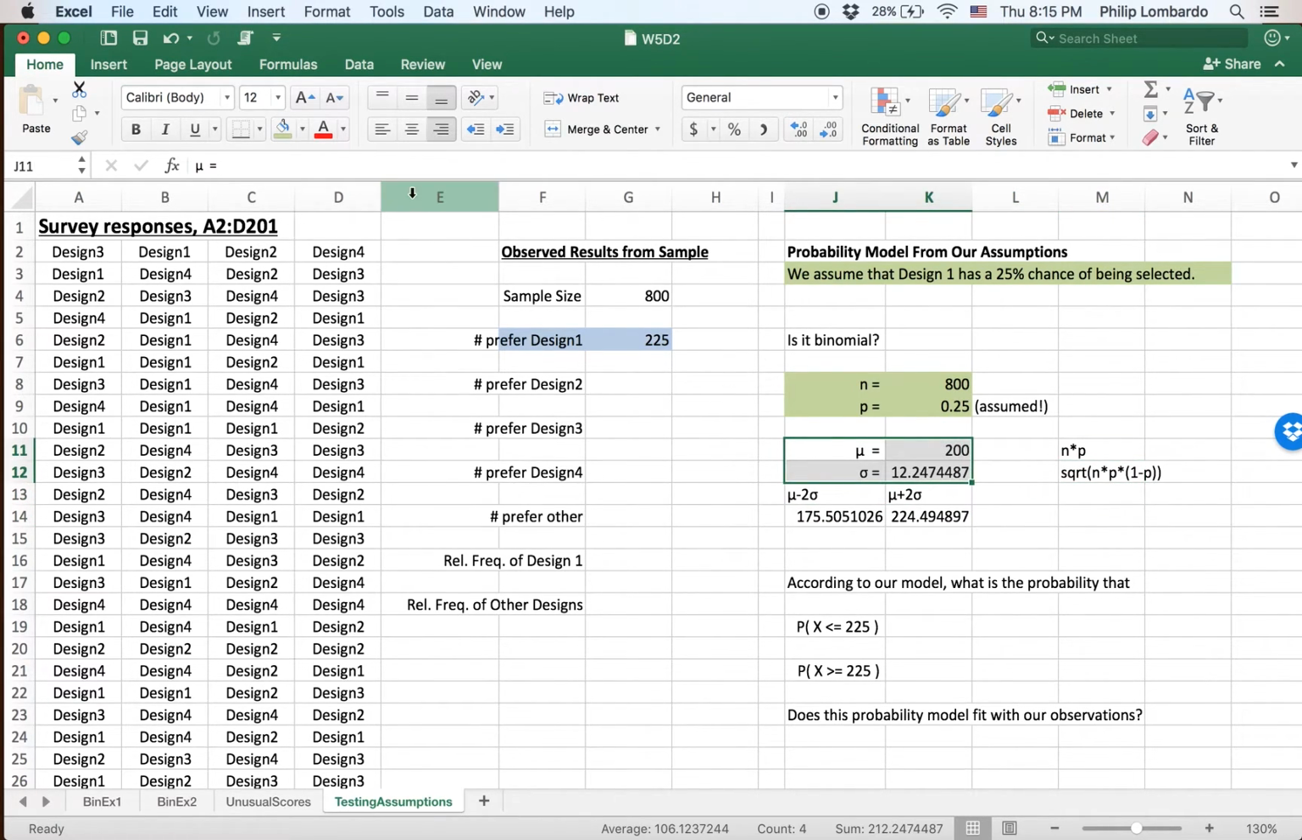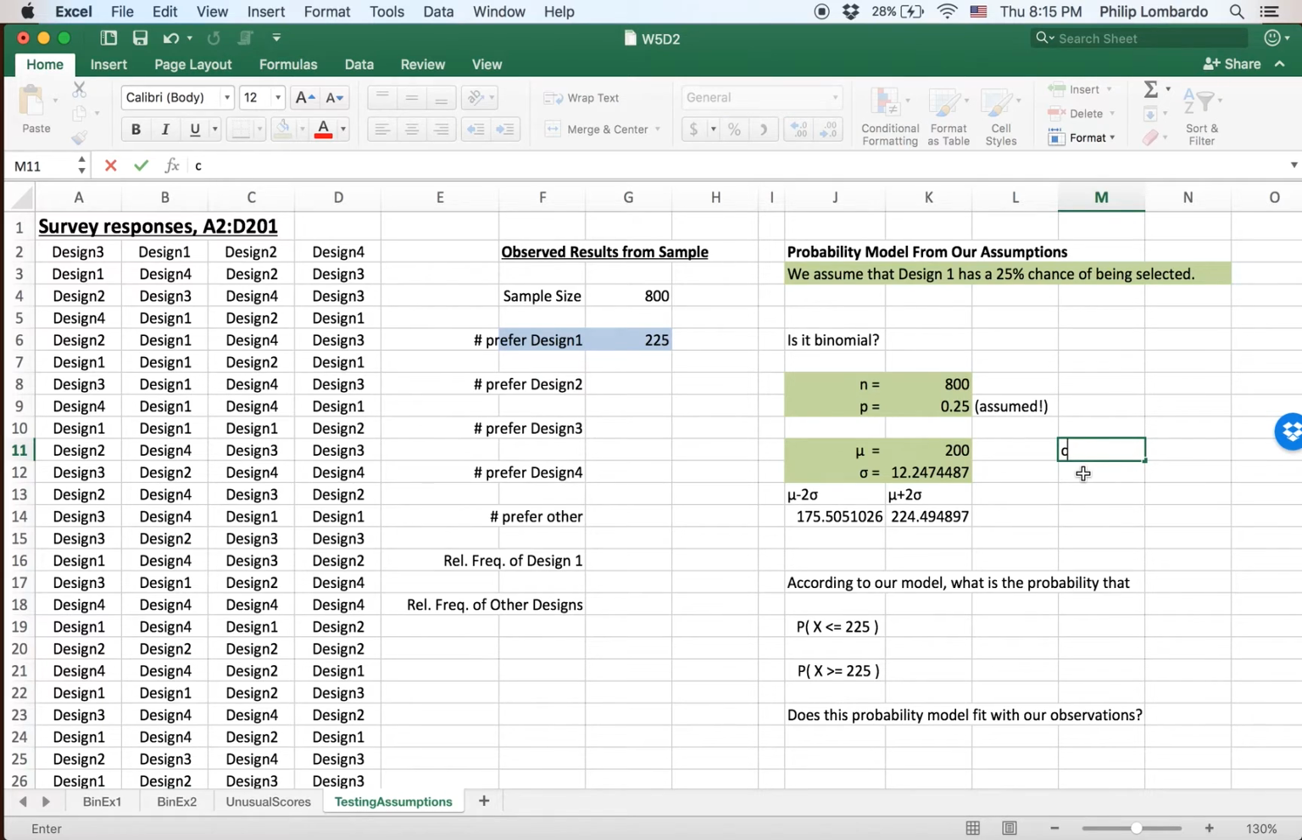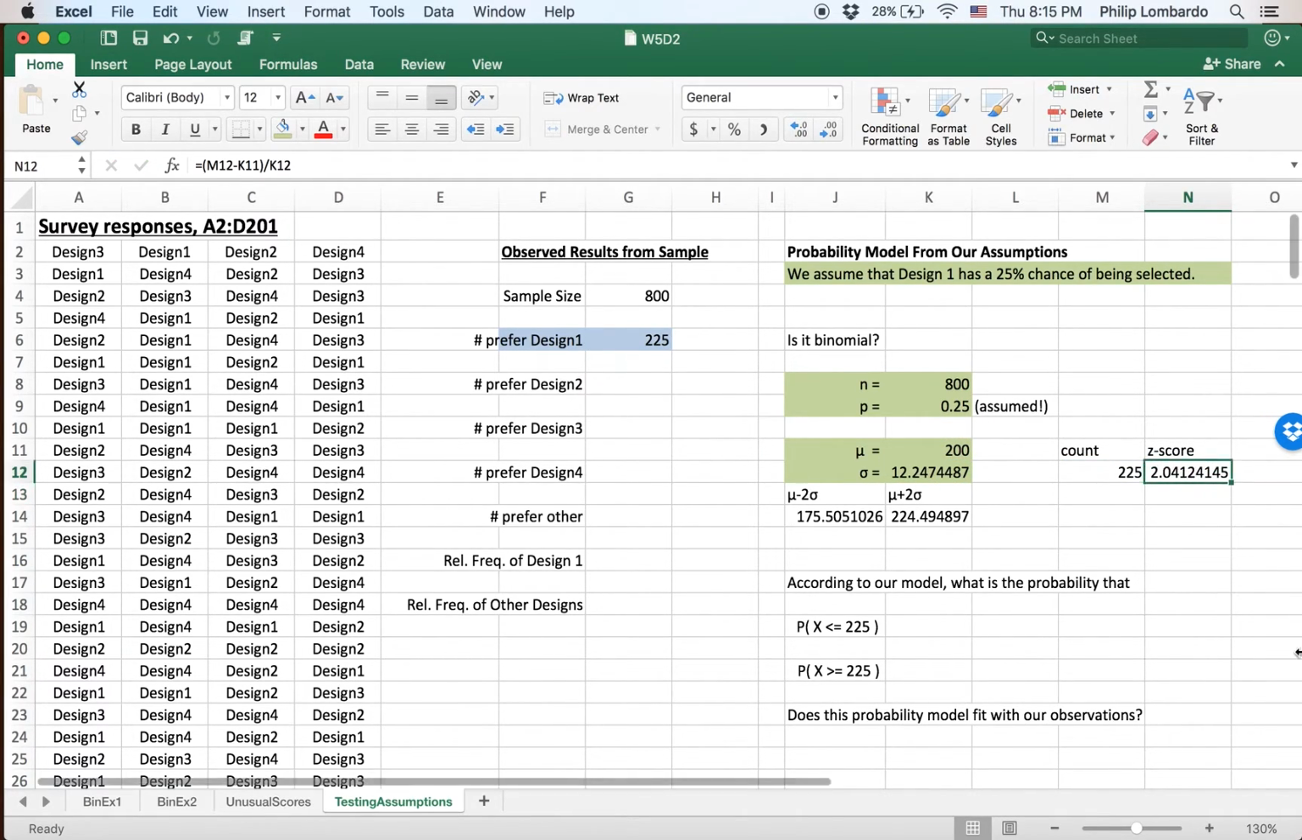Now another thing we could do, if we decided to, is compute the z-score using these parameters associated to a count of 225. So let's do that. Here's our count. The count that we actually got for design 1 is 225. The z-score would be our count minus the expected count divided by our standard deviation. Okay? So our z-score in this case is 2.04, which we know, typically speaking, is an unusually high z-score.